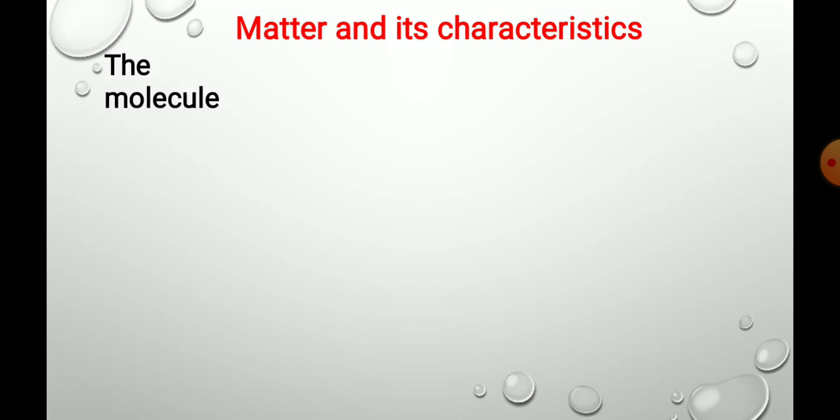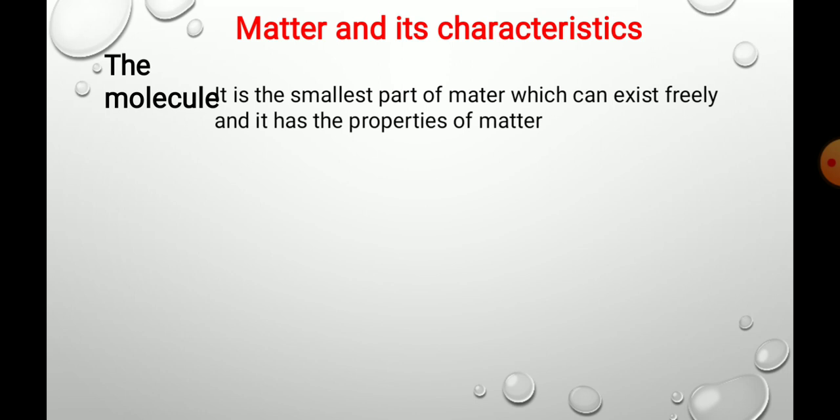What is the meaning of molecule? The molecule is the smallest part of matter which can exist freely, and it has the properties of matter. So this is the definition of the molecule. Don't forget that the molecule is the building unit of matter. Great.